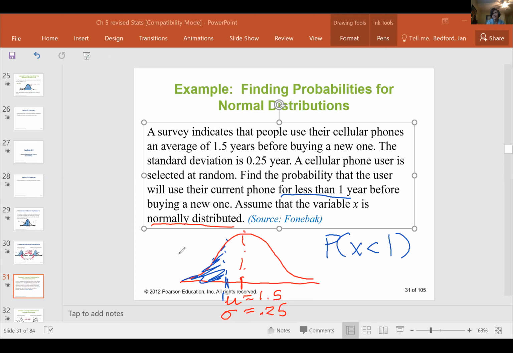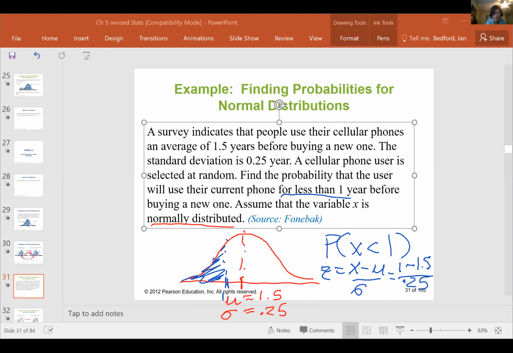Okay, now if I set it up as a Z-score, how would I plug in? Do you remember what the formula is? X minus the mean over the standard deviation. So go ahead and tell me how you'd put the numbers in. It would be what for X? 1. 1 minus 1.5, and divide that by 0.25. Okay, so here's what I'm going to do.